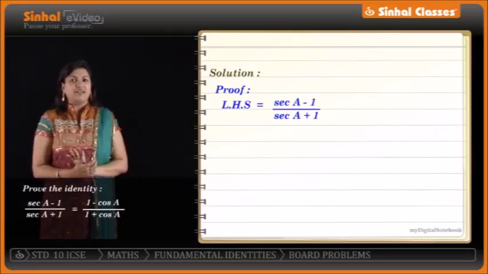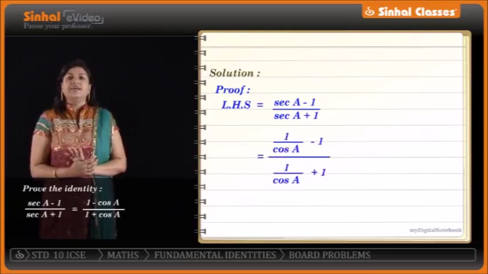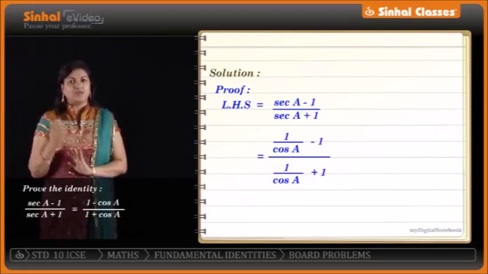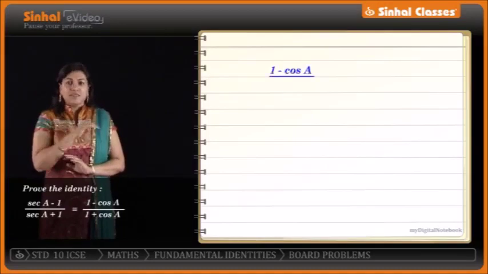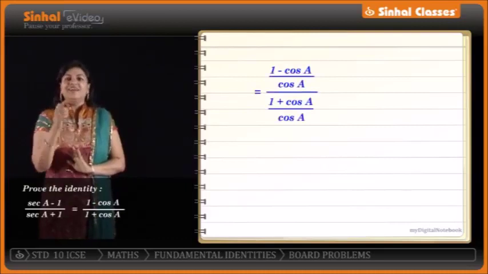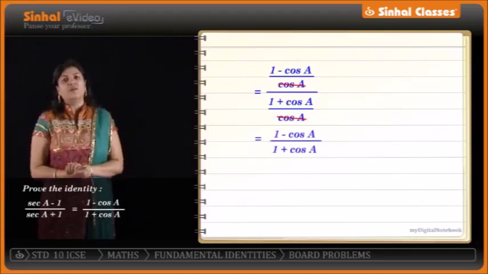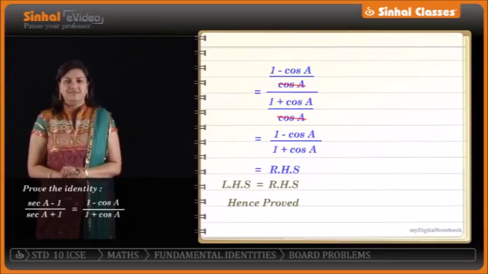So we get the left hand side as 1 upon cos a minus 1 upon cos a plus 1. Now take the LCM in the numerator and denominator as cos a. We get 1 minus cos a upon cos a, the whole thing upon 1 plus cos a upon cos a. Now cos a cancels. We have 1 minus cos a upon 1 plus cos a, which is RHS. So we have proved LHS and RHS equal.